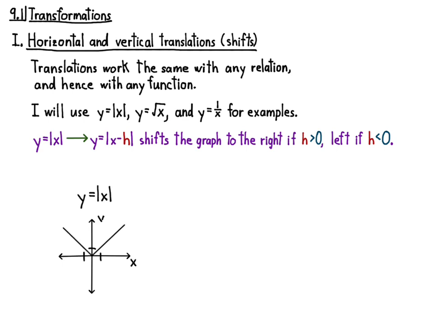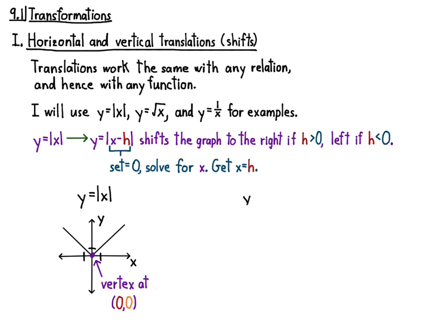So here's the basic absolute value function, and it has a vertex at 0, 0 at the origin. So we set the x minus h, we set whatever's inside the absolute value equal to 0 and solve for x. You get x equals h. That way you won't get your h wrong.